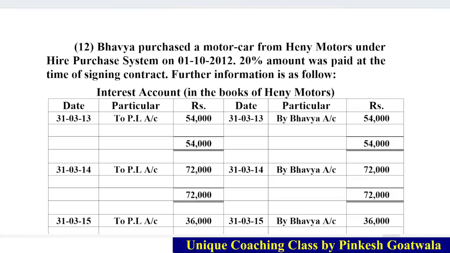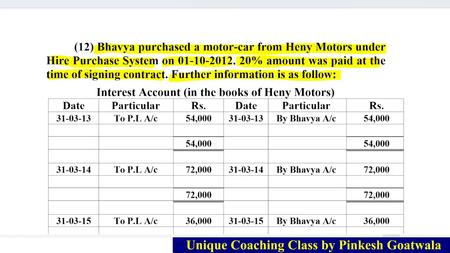Now today we are going to solve sum number 12 in this chapter. Bhavya purchased a motor car from Haney Motors under hire purchase system on 1/10/2012. Okay. 20% amount was paid at the time of signing contract. So 20% is a down payment. Further information is as follows.